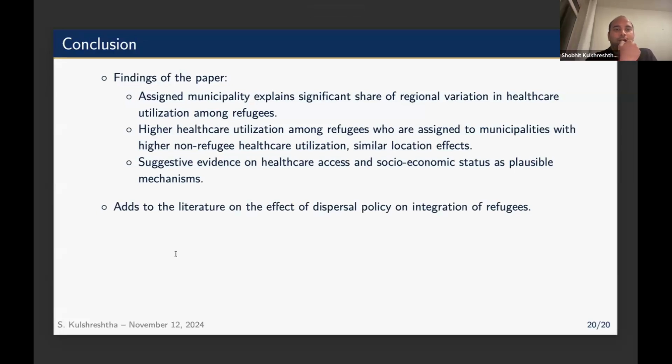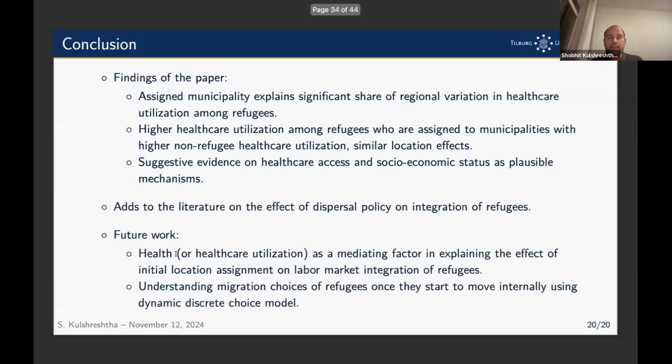And going back to the question that was asked in the beginning, of how I should frame this: although I frame it from a location perspective, this paper also adds to the literature on the effect of dispersal policy on how refugees integrate into the new society. And there is a bunch of future work that I have in mind, but this is for the job market, so I'm not going to discuss it here.